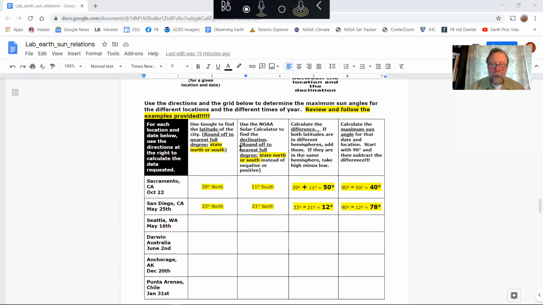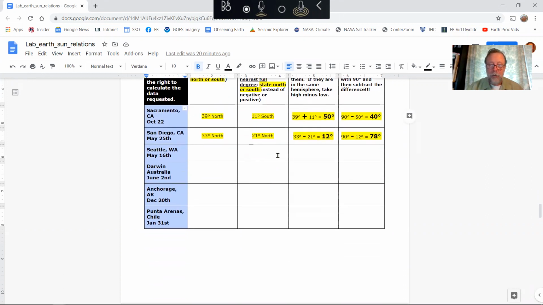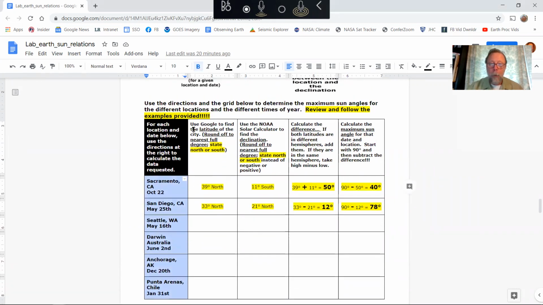Well, I have created a grid that completely walks you through these bits of information. What I do is give you two examples and completed them for you. I give you a location and a date, location and a date. So I give you the first two, you need to review how the format is, and you need to do the next four. And I walk you through it.